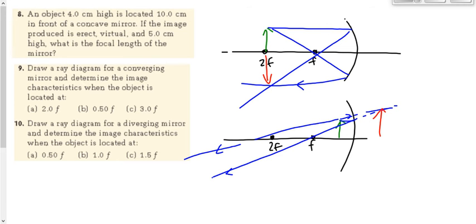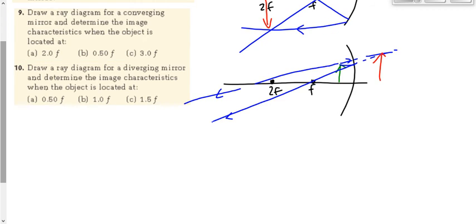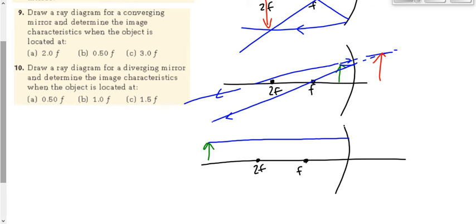And at 3F, now we're going to move it way out here. Here's F, here's 2F. We're putting our object way out here. First ray, parallel through the focal point. Second ray through the focal point, parallel. We get an image right here that's formed smaller, inverted, and real. We're good there?